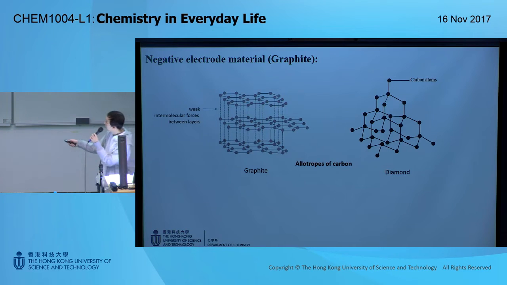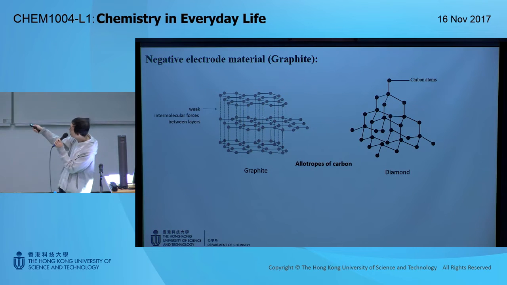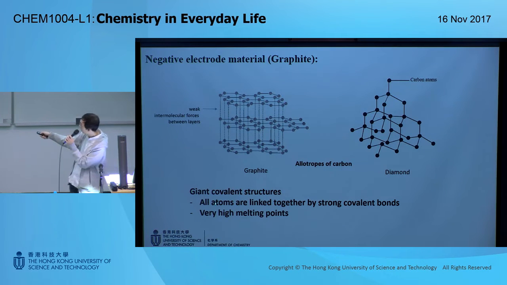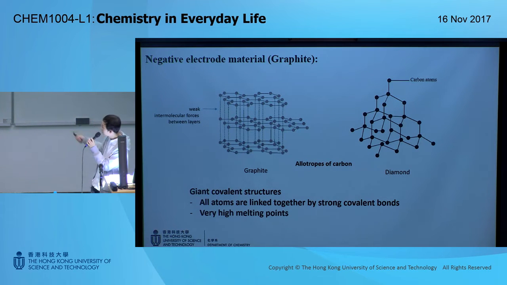But what we have in our batteries is graphite. The layered structure with the weak forces between the layers is very important because there is a gap between the layers, and this gap allows lithium ions to go inside. A little reminder: giant covalent structures have lots of atoms linked together by strong covalent bonds, rather than small molecules attracted by weak intermolecular forces, and they tend to have very high melting points. Graphite and diamond are both solids that melt at over 3,000 degrees.